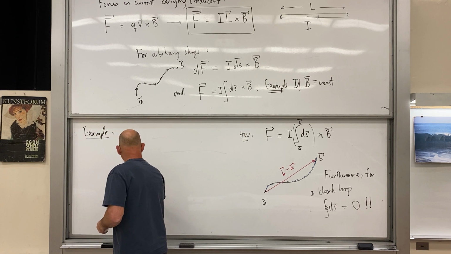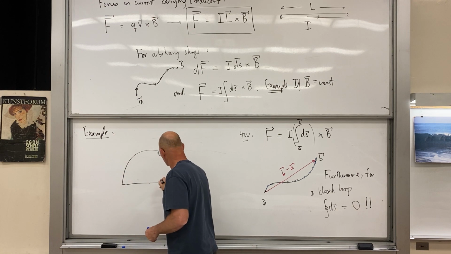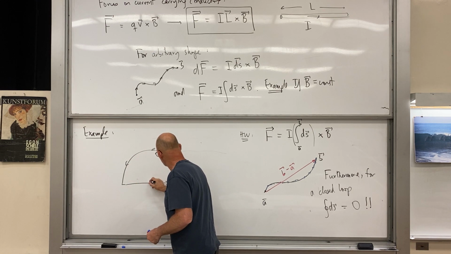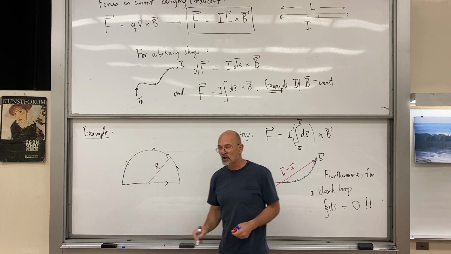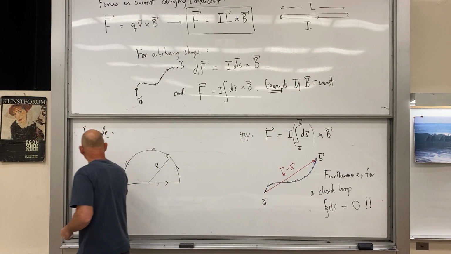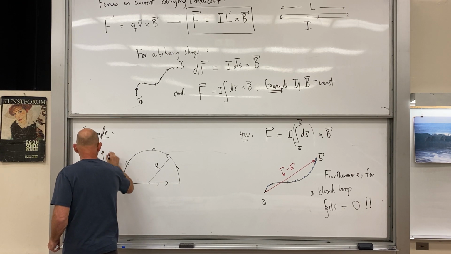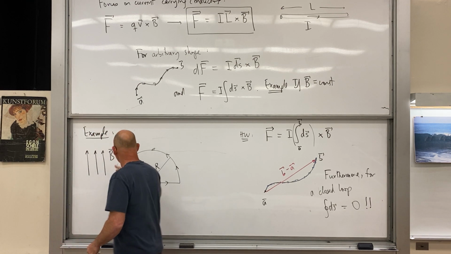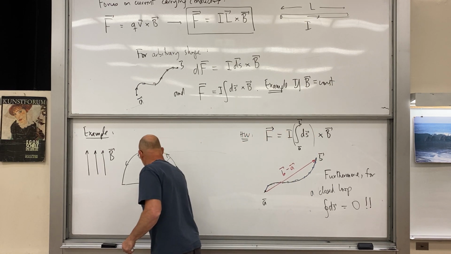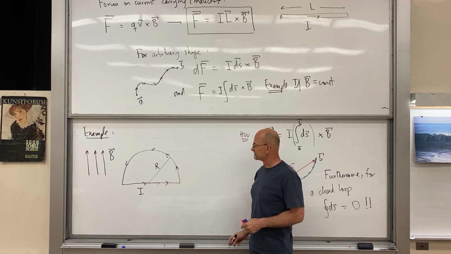We're going to have a semicircular loop. So we've got a current going this way in this semicircle, radius capital R. And I'll go with what my notes are. Let the B field be uniform, in the plane of the board and vertical. And our current is just going around the loop as I'm showing here, counterclockwise.